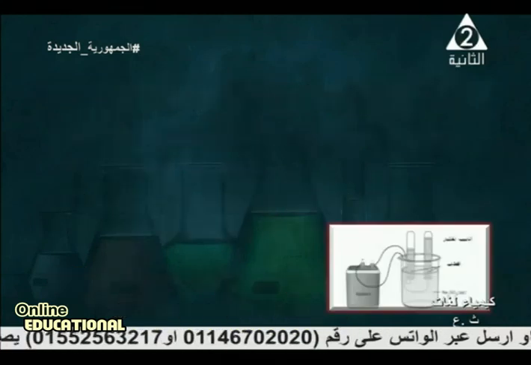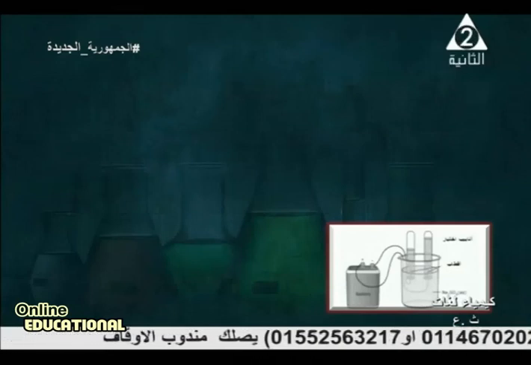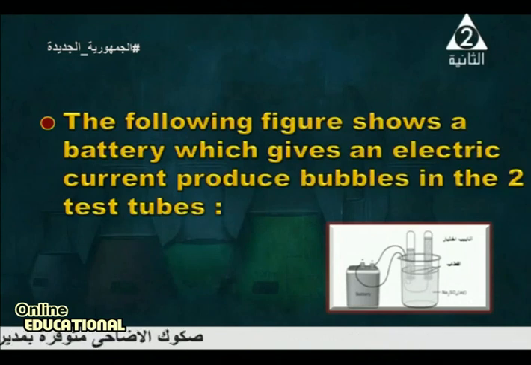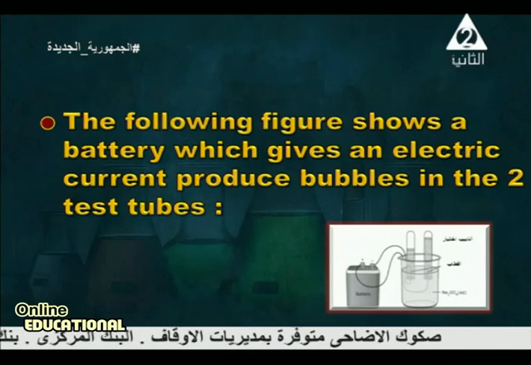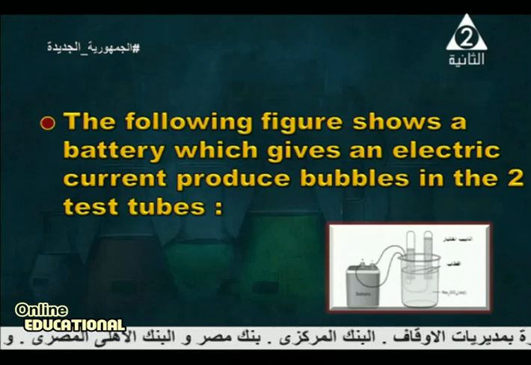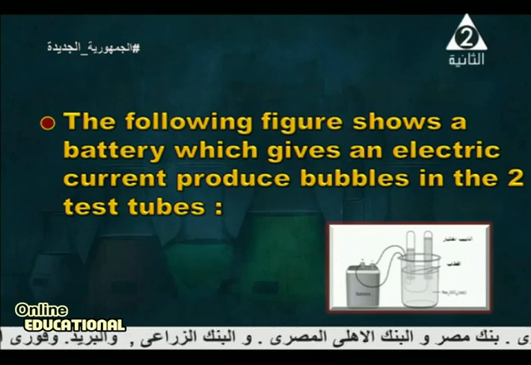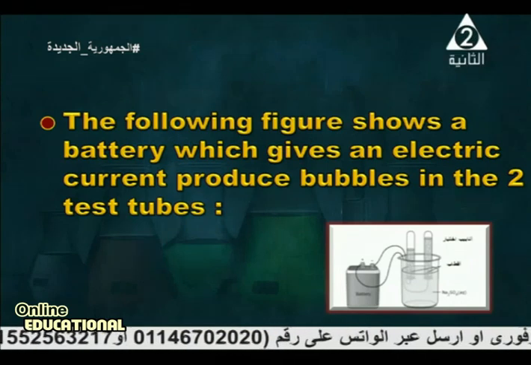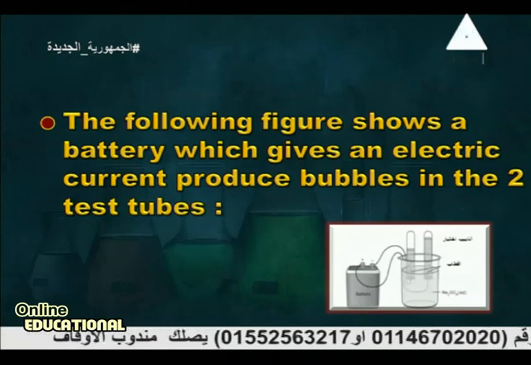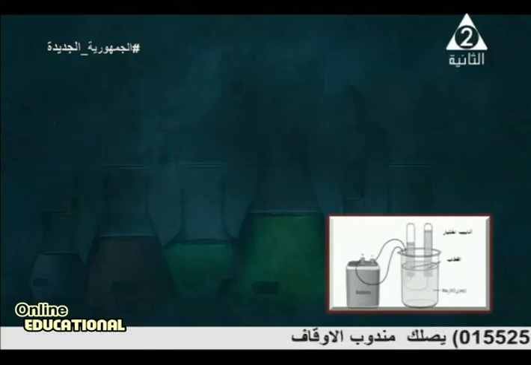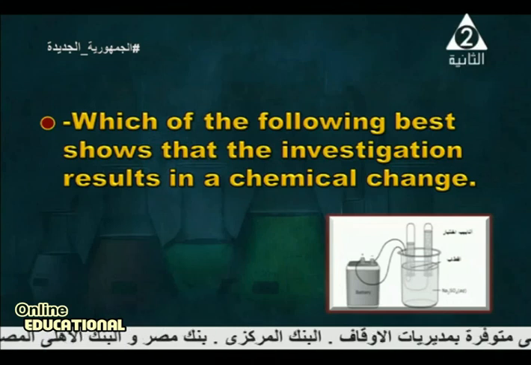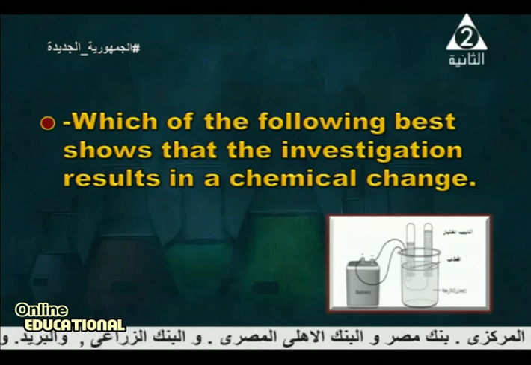My dear, look at this figure. Yes, I know, I have a cell now. What about the cell? The following figure shows a battery which gives an electric current and produces bubbles in the two test tubes. You have a battery making different bubbles. What do you need? The question here, number one: which of the following best shows that the investigation results in a chemical change?